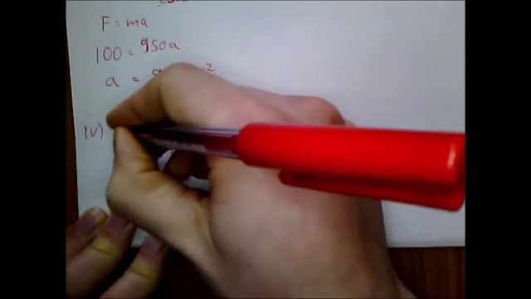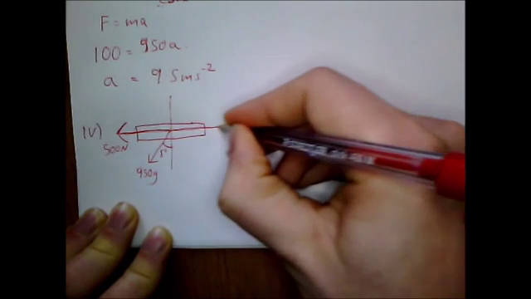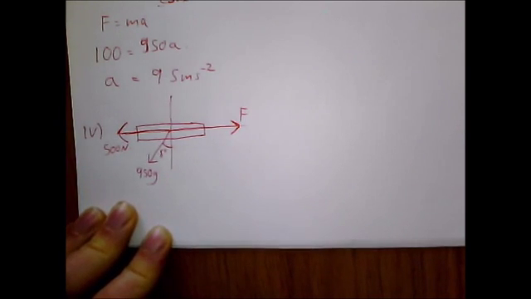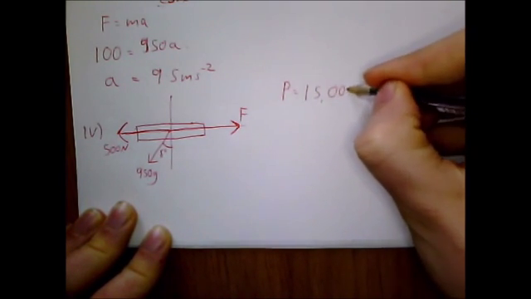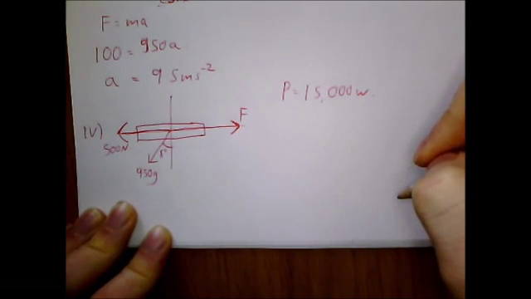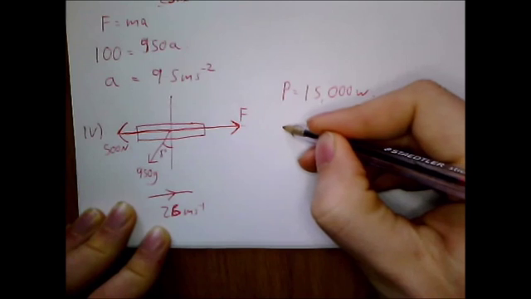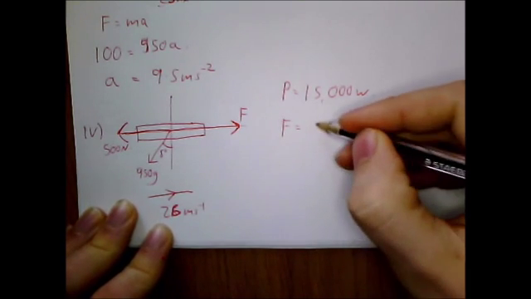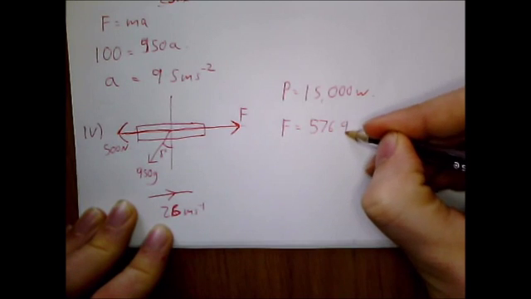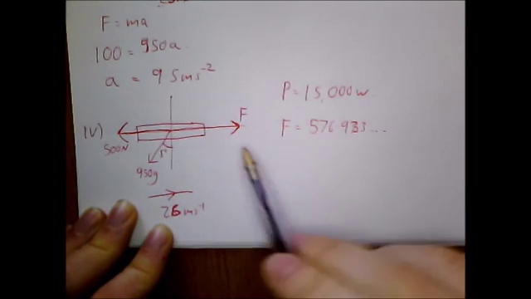Our resistance to motion is still 500 newtons, and we need to find our force here. Our power output hasn't changed, so power is still 15,000 watts, and we know that its speed here is 26 meters per second. So we can find the force yet again, just like we did for part 3, and you should get a force here of 576.923, and so on. Okay, so now we have the force here.